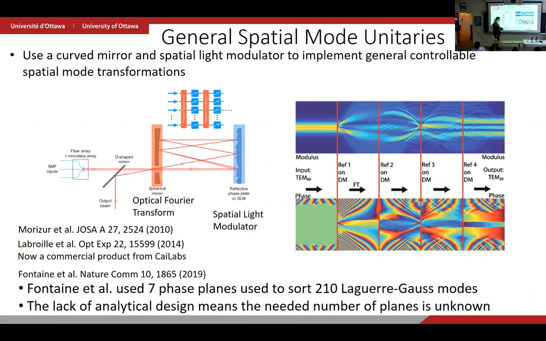So here you'd think you'd need 210 planes, and somehow they get it to work in 7. We don't know why. They don't know why either. It just did. And so it was kind of a surprise that they could get something working so well. And so this of course bugged me. I like having analytical answers for things, about how many planes we need and so on.